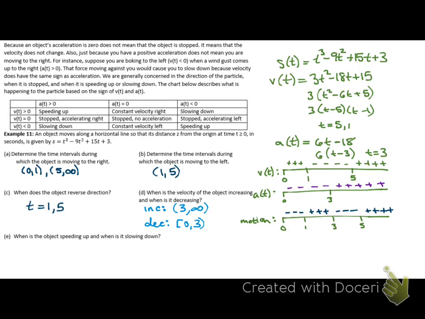When is it speeding up and slowing down? That's the motion part. Okay, so speeding up when our motion is positive, so 1 to 3 and 5 to infinity. Slowing down, that's the negative, so 0 to 1 and 3 to 5.